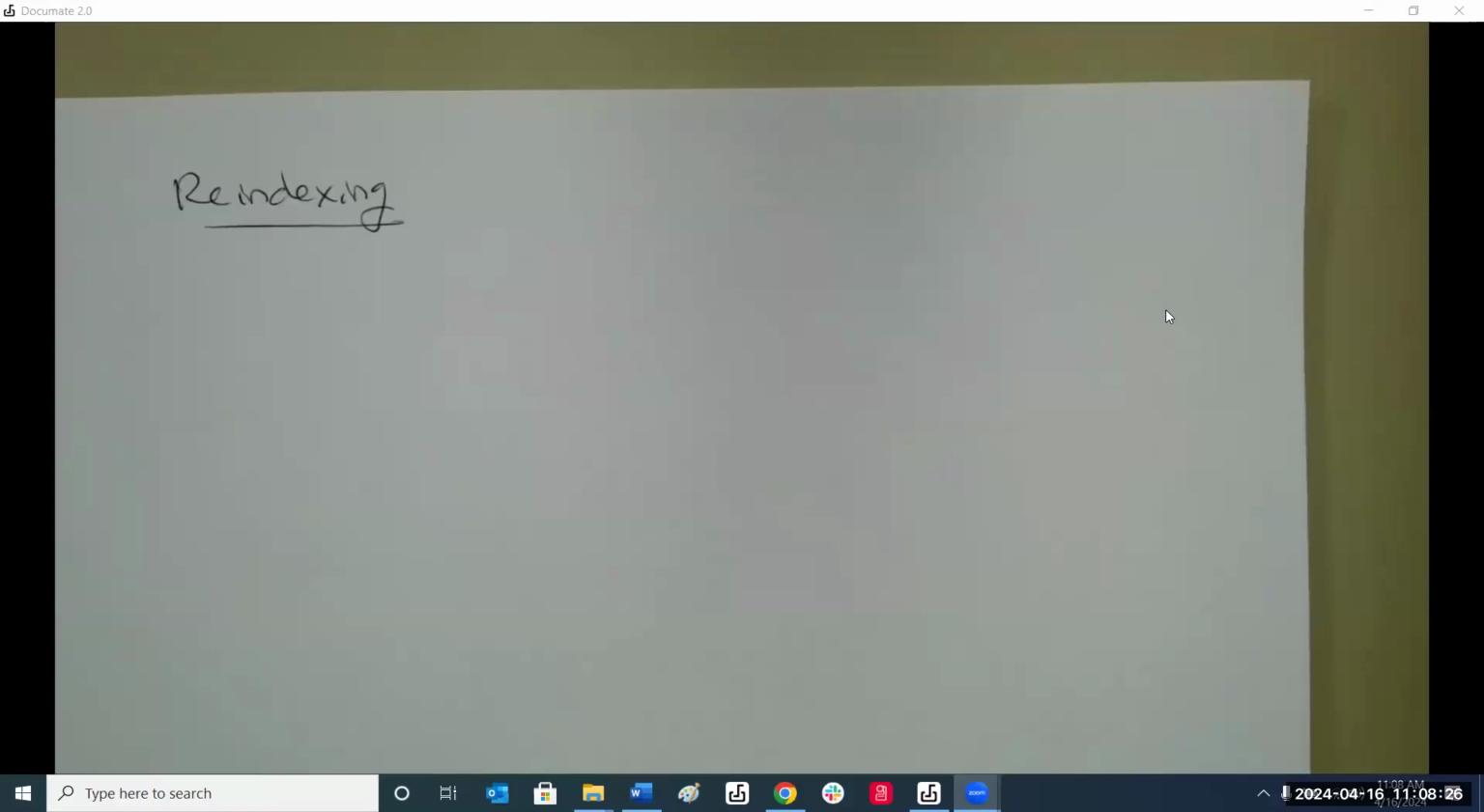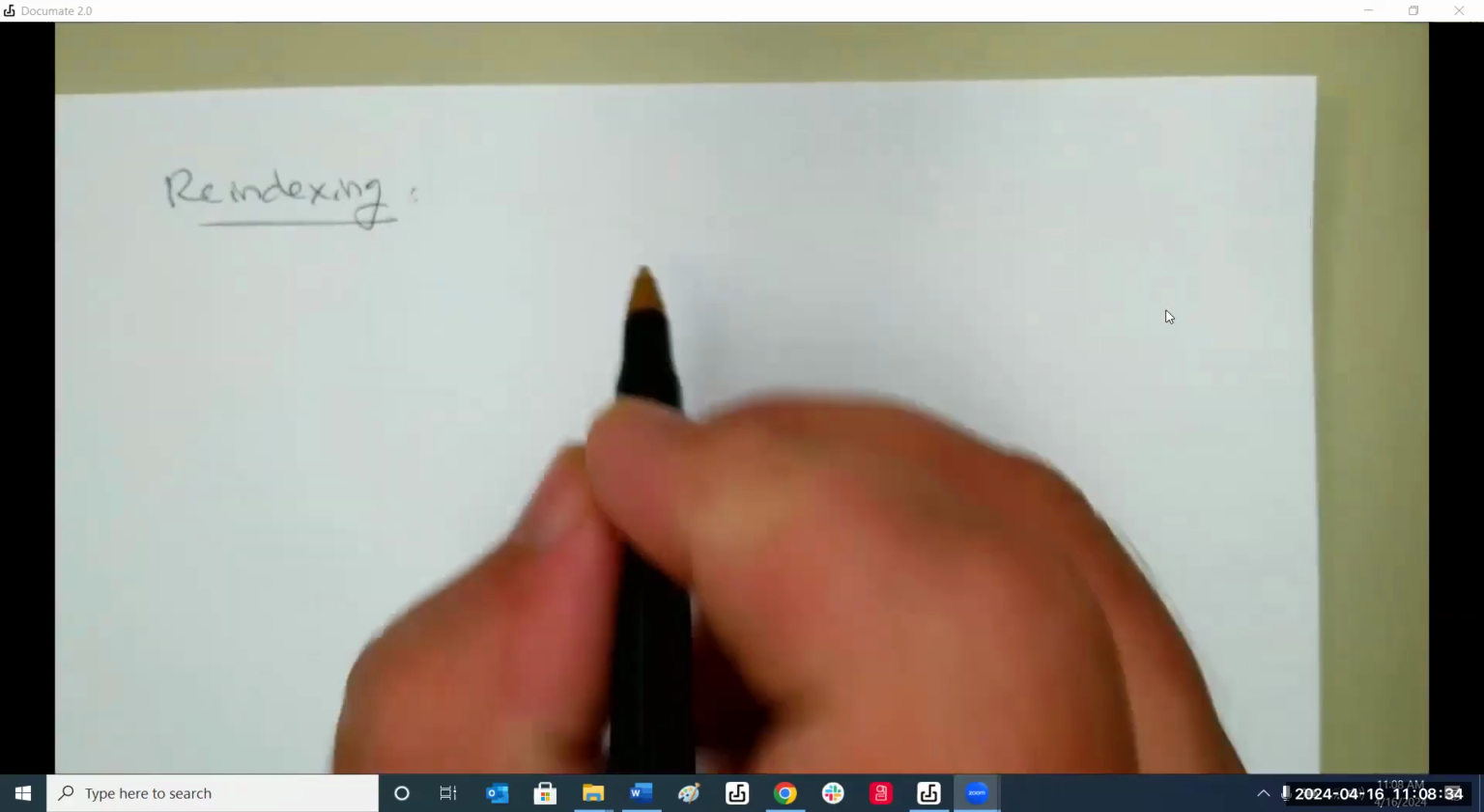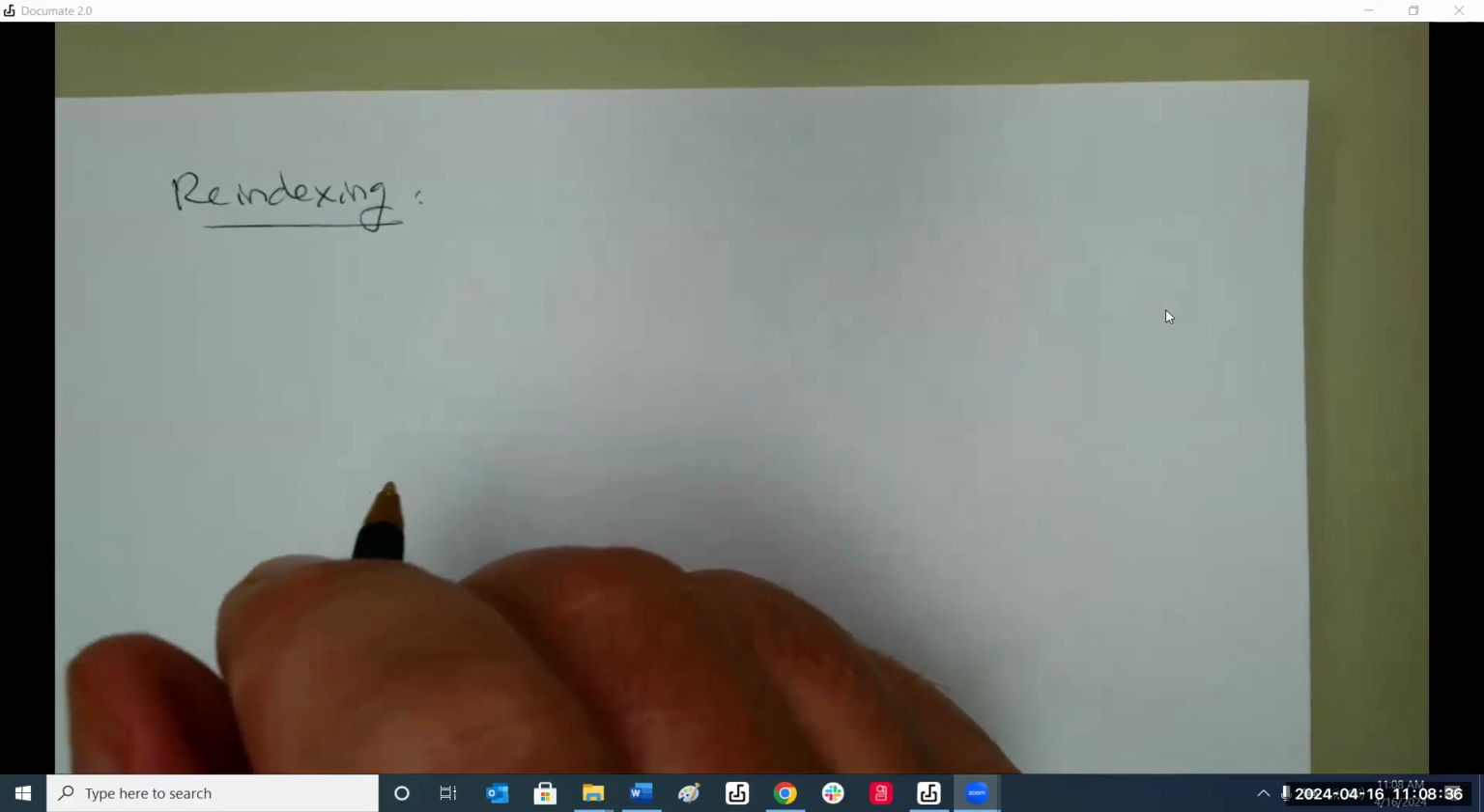Nope, the only thing we could do, last thing we do in this section is called re-indexing. As long as the order of the items stays the same, we can re-index the series anytime we want to. And it doesn't change the convergence or not.